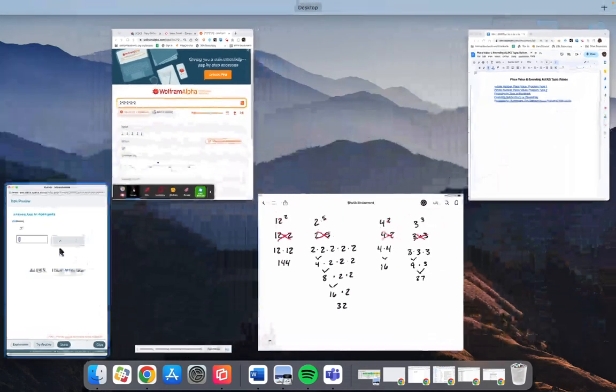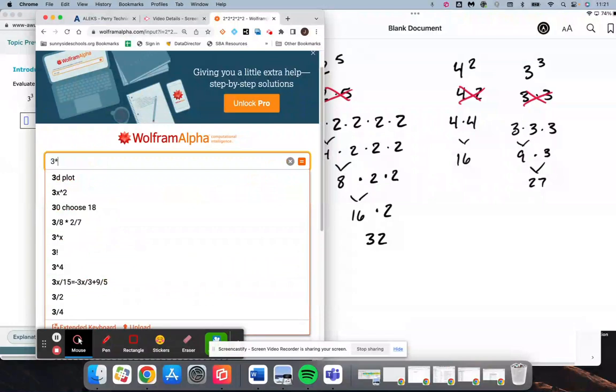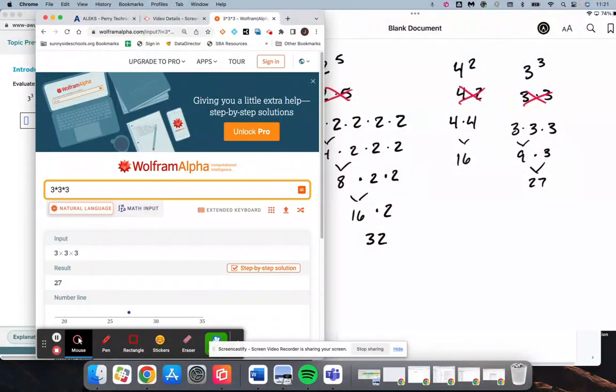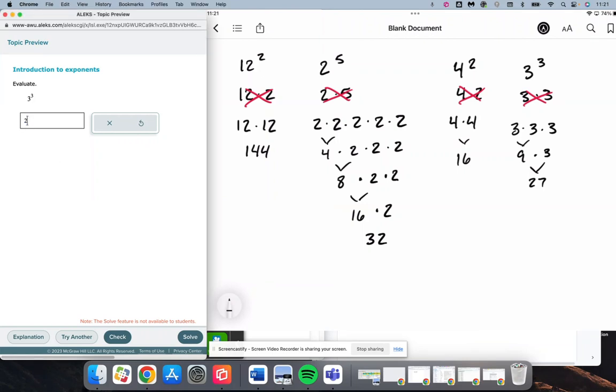And again, I could use Wolfram to figure this out, or the calculator that you have. 3 times 3 times 3. And you can see here I get 27 as well. So either of those methods will work well. That's going to be 27.